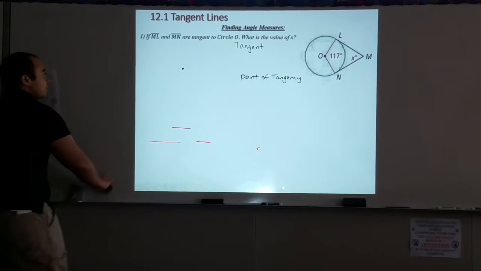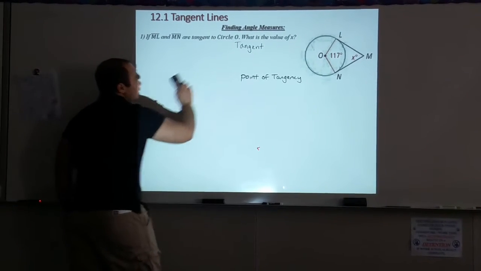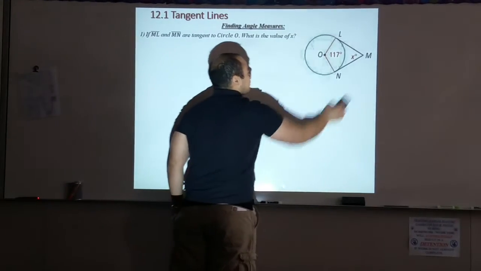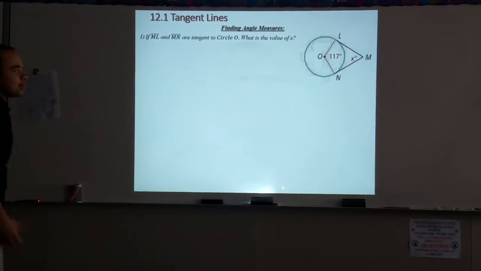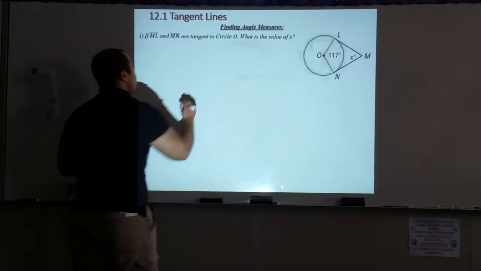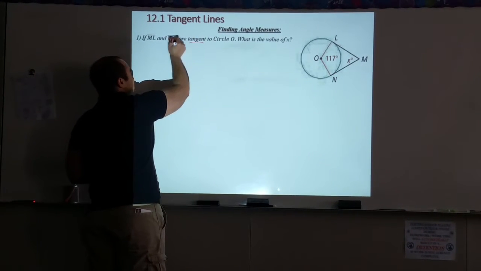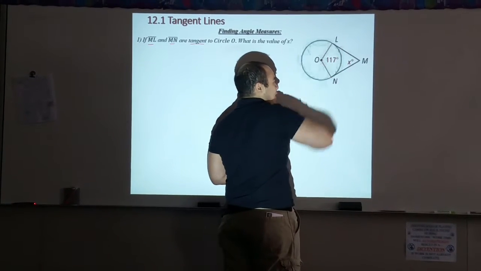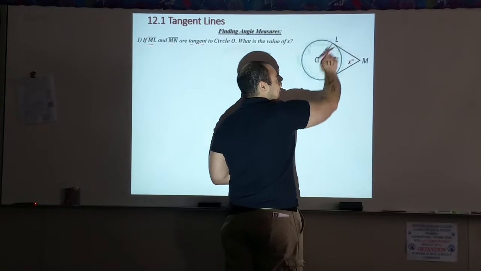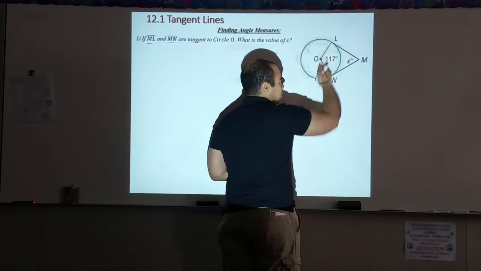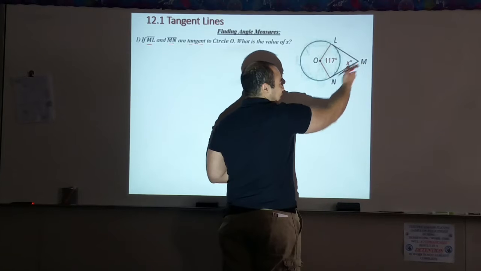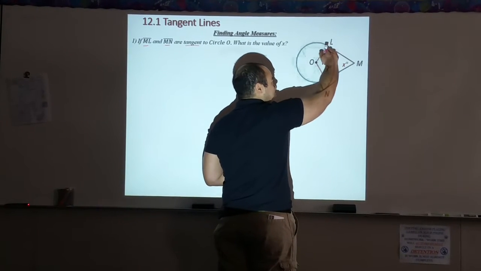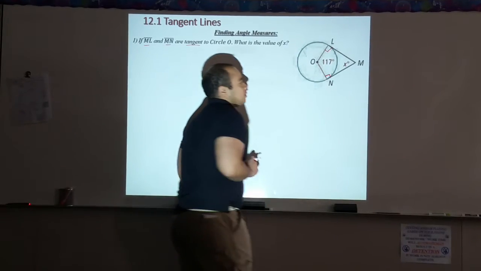Alright, so first example. In this case, line segment ML and line segment MN are tangent to circle O. What is the value of variable x? Well, two things we already know here. If we have two tangents and a circle, then OL and ON, being radii, should be perpendicular to the two tangents. So ON meeting MN forms a right angle, and OL and LM meeting form a right angle here.